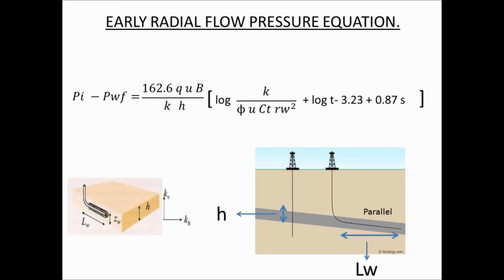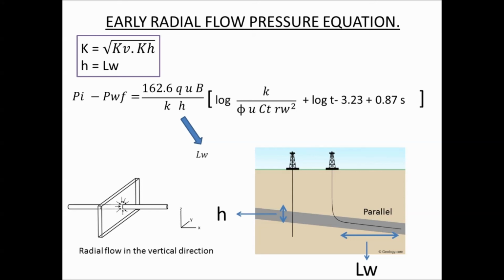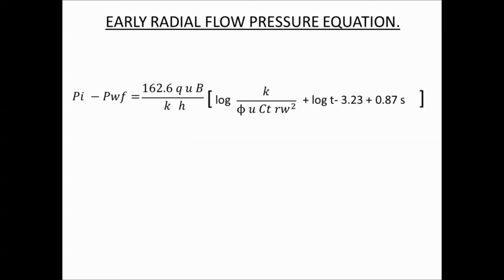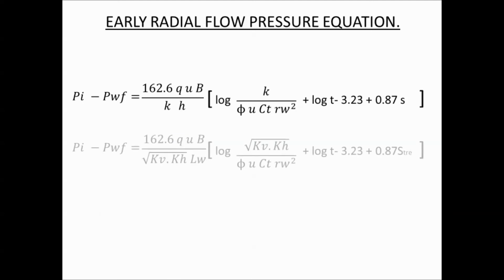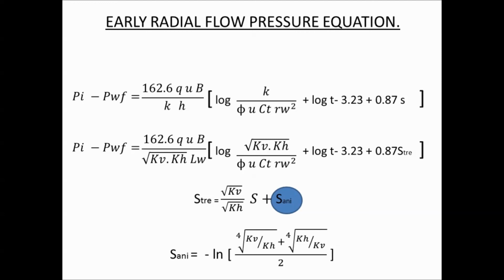In the early stage of production, the fluid inside the reservoir flows in the vertical flow regime, as shown in the figure. Thus, it is assumed the permeability is equal to the square root of vertical permeability multiplied by horizontal permeability, and h is changed to the length of wellbore. By substituting this new variable into the original equation, we will obtain the new equation. Not only that, the apparent skin and the mechanical skin equations are also affected by the variable changes.